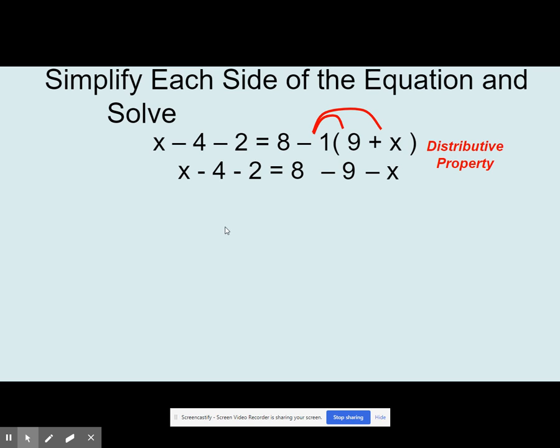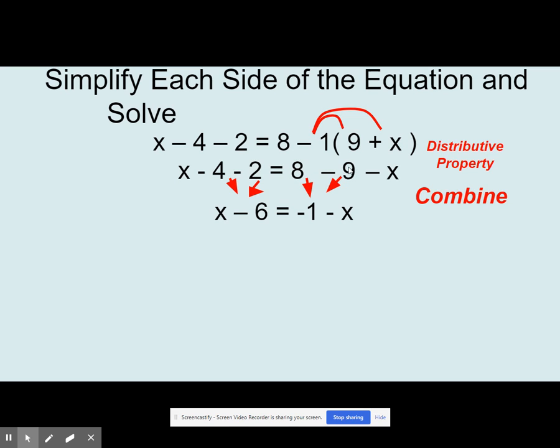So now combining like terms, if we look on the left side only, can I combine anything? I've got an x, I've got a minus 4, and a minus 2. So I can combine the minus 4 and the minus 2. So if it's negative 4 degrees outside and the temperature goes down 2 more, what do we have? Negative 6. So a negative 4 and a negative 2 is negative 6. So that's where you've got to be careful, because I know a lot of you will look at that and you'll go negative 4 minus 2, and then you'll put negative 2. So be careful.